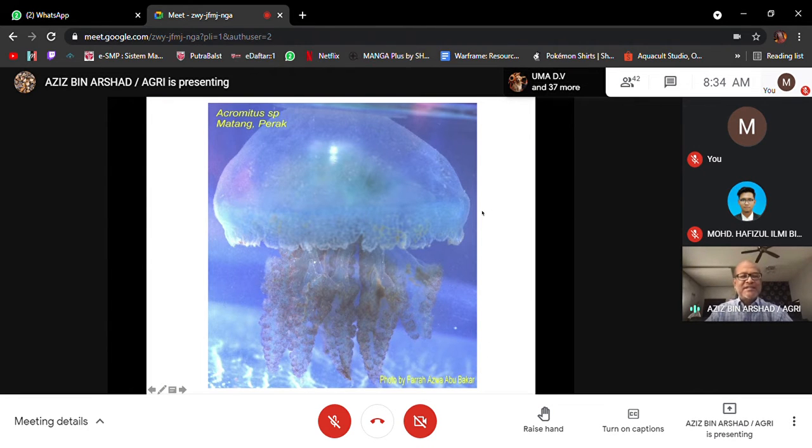Okay, let's look at some of the species of jellyfish that are found in Malaysian waters. This is a picture of Acromitus. It's found in Matang, Perak. And this project is done by a student from Universiti Malaya, actually. She was looking into the taxonomy of Malaysian jellyfish. This is her picture, Acromitus.